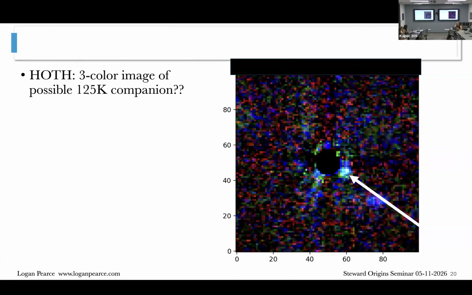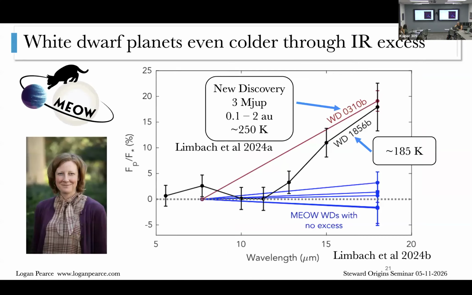And these are starting to show some results. So I will tease you with a preliminary result from Hoth, this a 3-color image of a possible 125 Kelvin companion around a star. So stay tuned for results from Cool Kids and Hoth because they are coming out now.